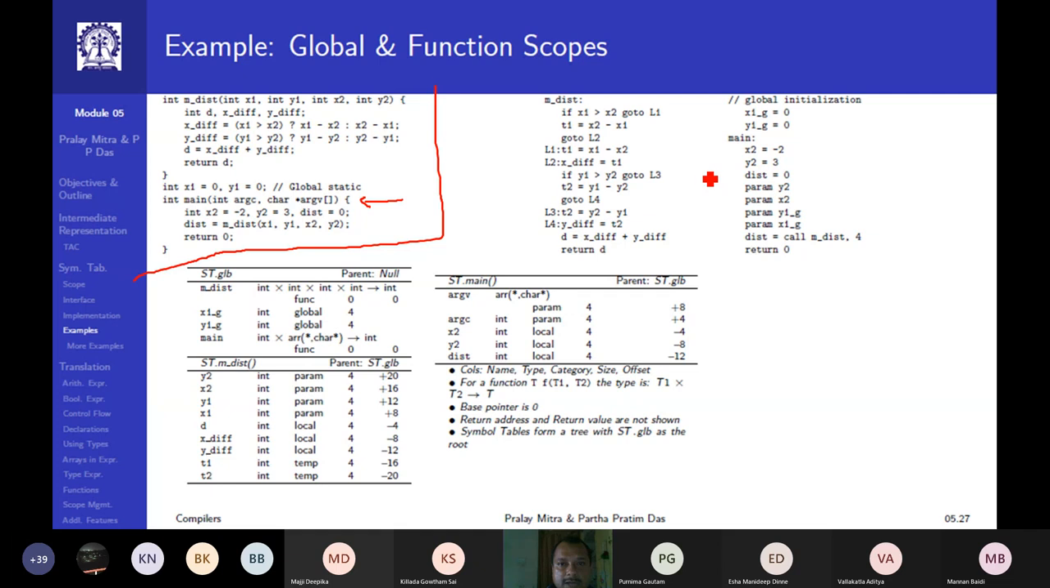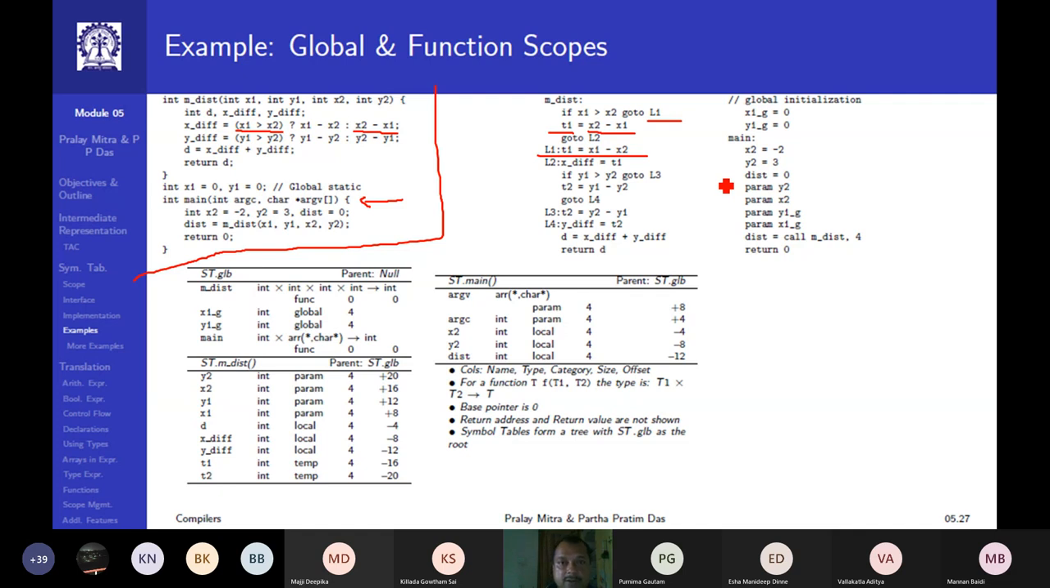Now, if I go to the three address code that we discussed just now, you see that for the function m_dist, regarding the declaration, I do not have to do anything for the three address code generation. Directly, I am starting with x1 greater than x2. If x1 greater than x2, go to L1. If it is false, I know that it will execute x2 minus x1. So I am computing x2 minus x1 and storing that to a compiler generated temporary variable t1.